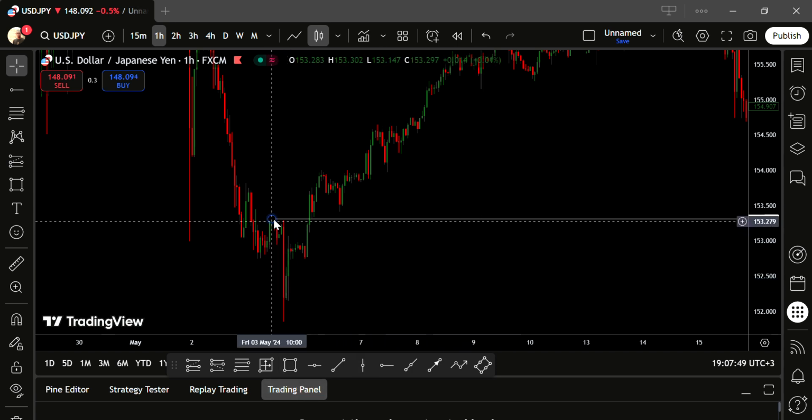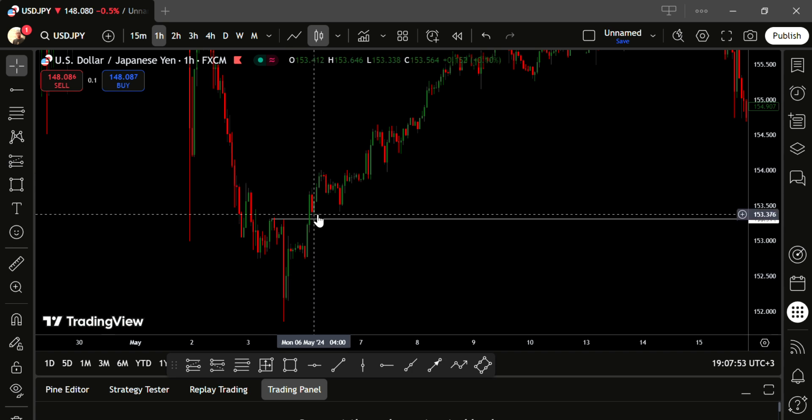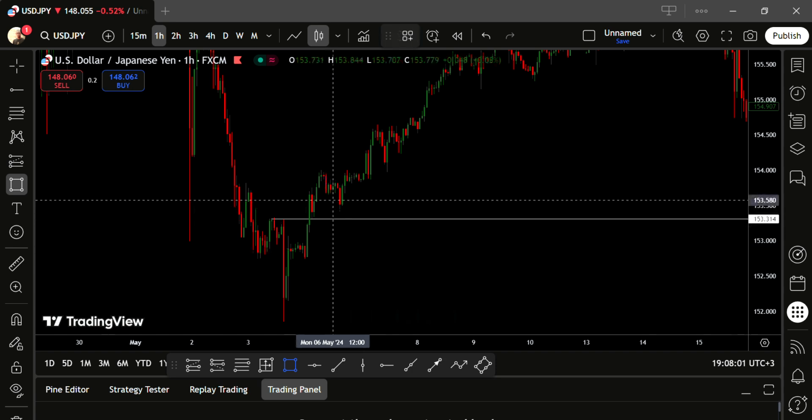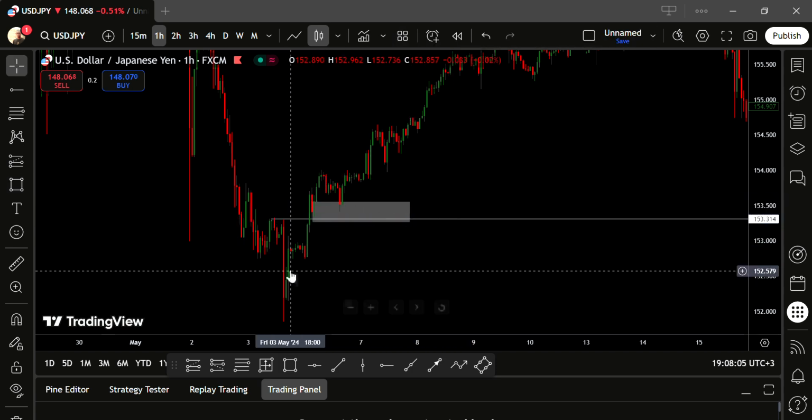Okay, so price made a resistance, came down, broke out of the resistance, used it as support, and went up. So you mark this area here. When price comes back, you buy from that area. So mark here like this.